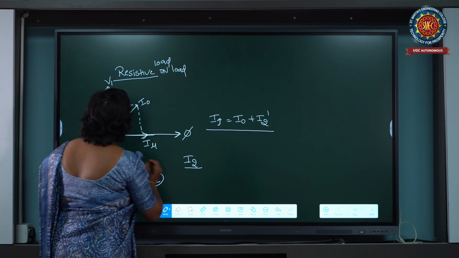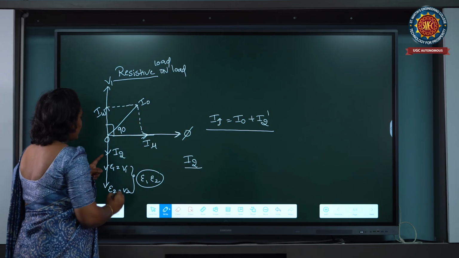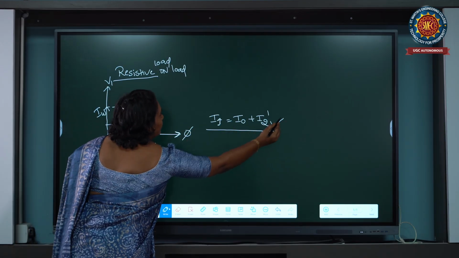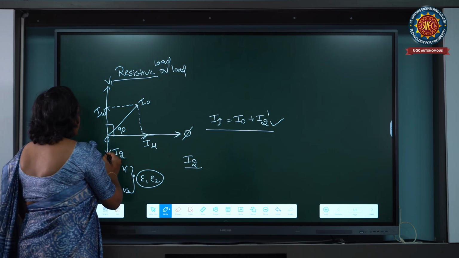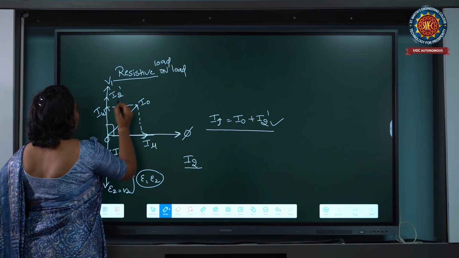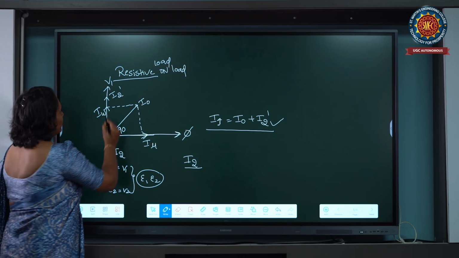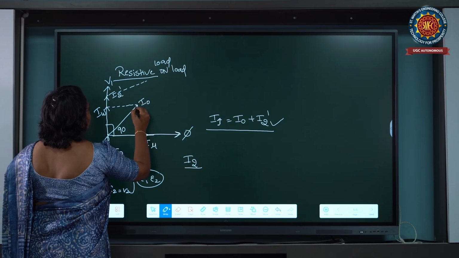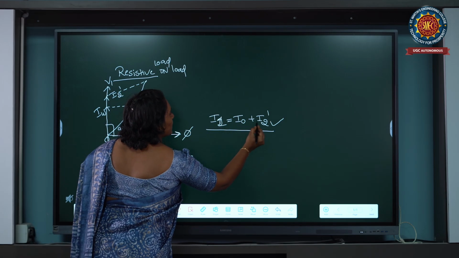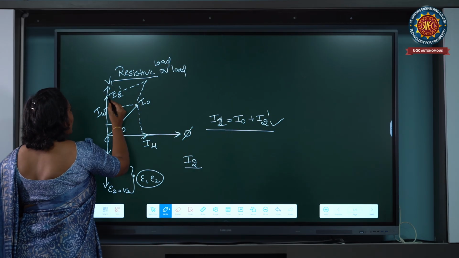I2 is in phase with the supply voltage. This is I2. Next, I2 dash is the counter current, and this I2 is the mirror reflection of I2 dash. So the resultant current I1 is equal to I0 plus I2 dash, the counter current. This is the mirror reflection of I2 dash.